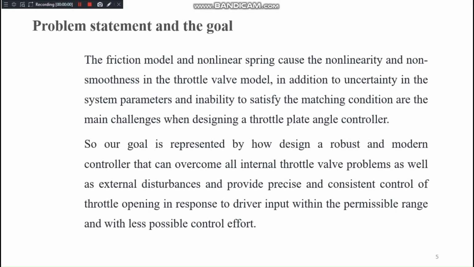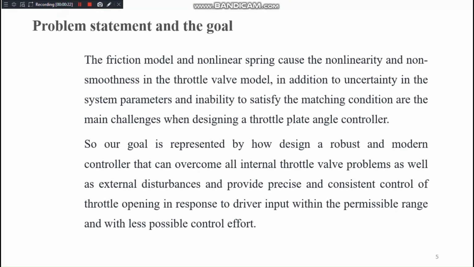There are specific challenges in the throttle valve system, including nonlinearity and non-smoothness caused by the friction model and nonlinear spring, and uncertainty in the system parameters. The actual behavior or properties of the throttle valve system don't meet the expected or desired conditions for control.